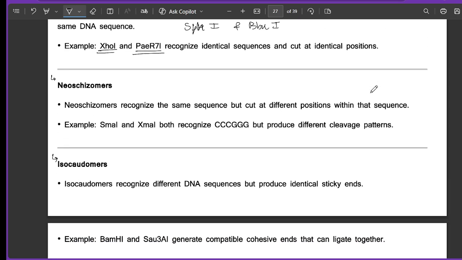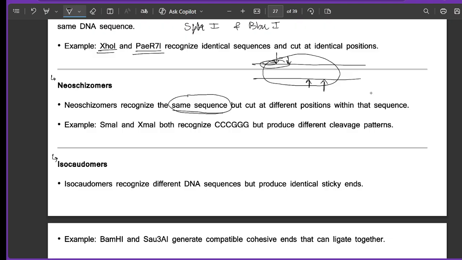Then there are neoschizomers. Neoschizomers recognize the same sequence, but they do not cut at the same specific position. For example, this is our DNA. Both of them have identified that they have to cut here. But let's say one of them is cutting here, and another one is cutting here. So although they are producing different tails, they are recognizing the same region, and they are categorized as neoschizomers. The example is SmaI and XmaI.